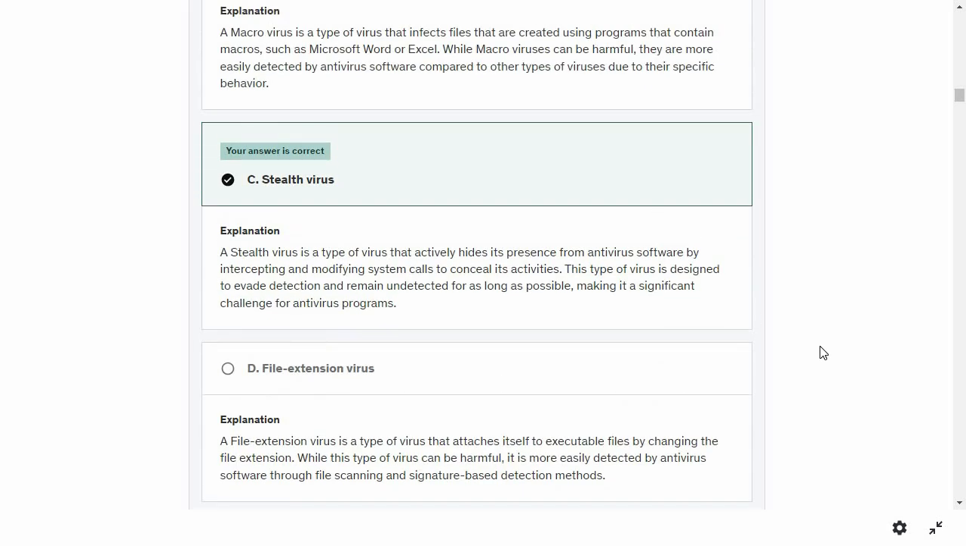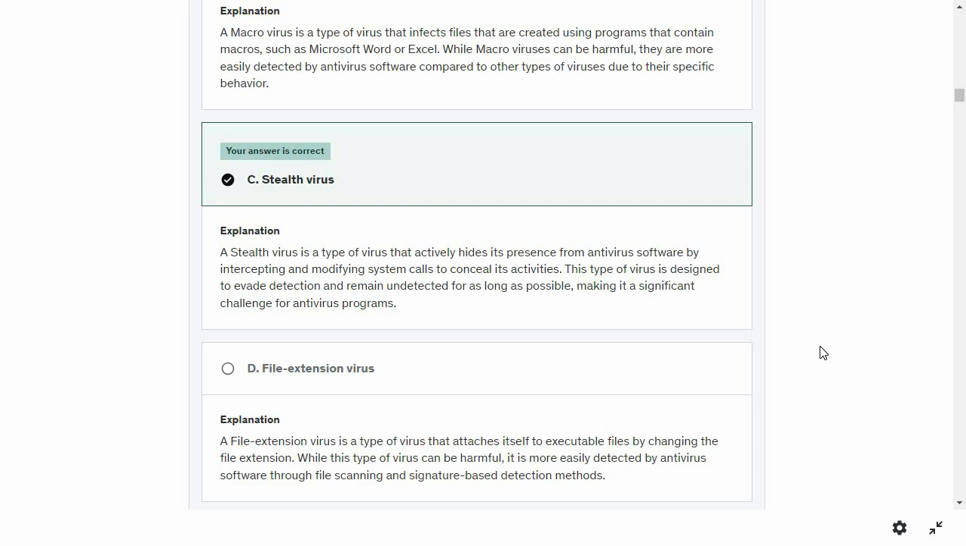Answer number 3, stealth viruses, which is a type of virus that actively hides its presence from antivirus software by intercepting and modifying system calls to conceal its activities. This type of virus is designed to evade detection and remain undetected for as long as possible, making it a significant challenge for antivirus programs. So the stealth virus is the correct choice for this scenario.